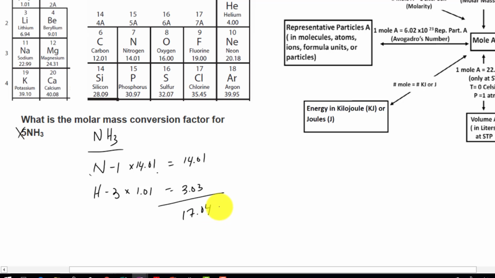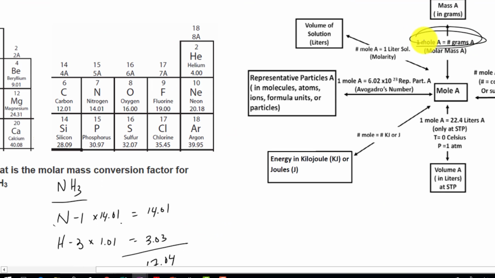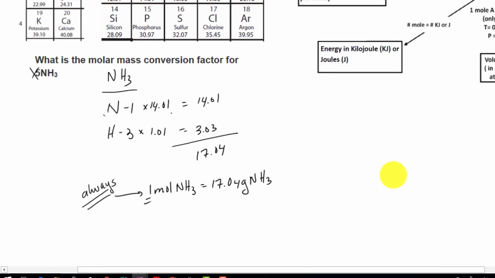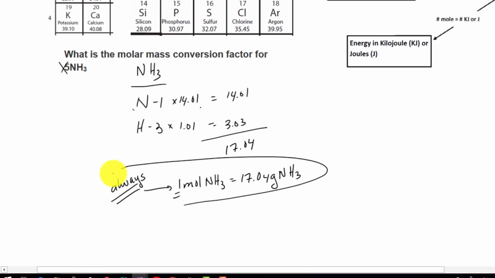And this gives us 17.04. And to rewrite this as a molar mass conversion factor, I'm going to write out 1 mole, which of course is always 1 mole. That's the definition of a conversion factor. It's relative to 1 mole of the chemical A, which in this case I know is NH3, equal to the total mass in grams of NH3, which is 17.04 grams of NH3. And there you go. This would be the molar mass conversion factor for NH3.